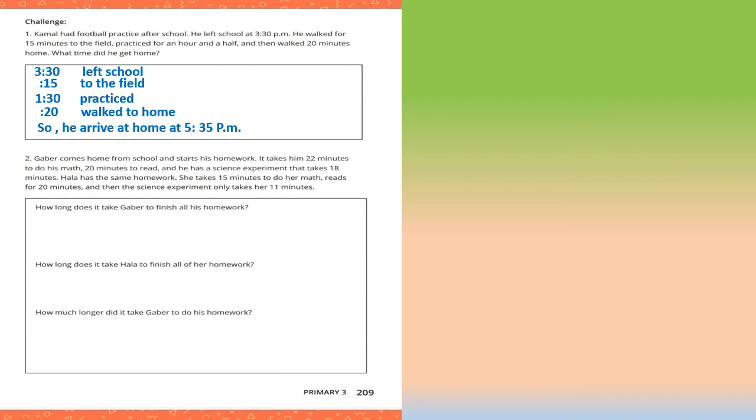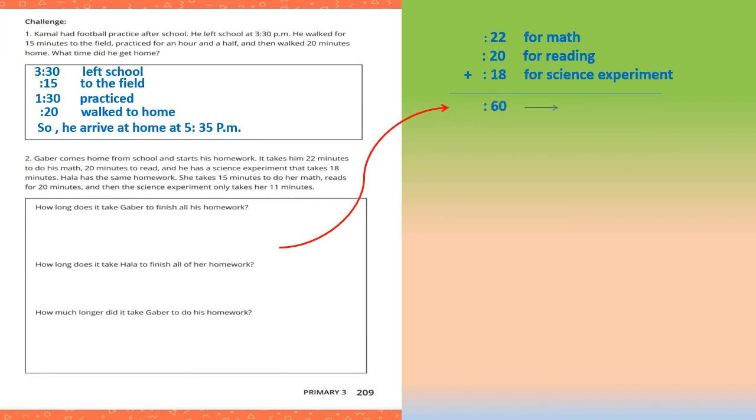How long does it take Gabir to finish all his homework? Let's see. 22 minutes for math, 20 for reading, 18 for the science experiment. Let's add. It will be 60 minutes. 60 minutes means 1 hour. 1 hour equals 60 minutes. So he will take 1 hour to finish his homework.